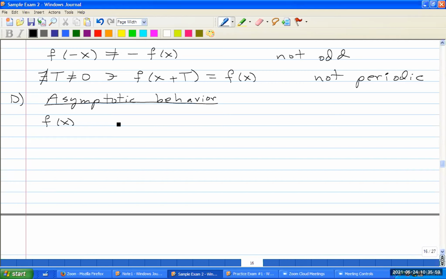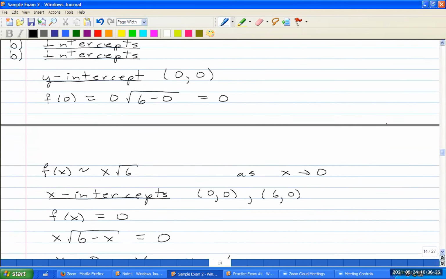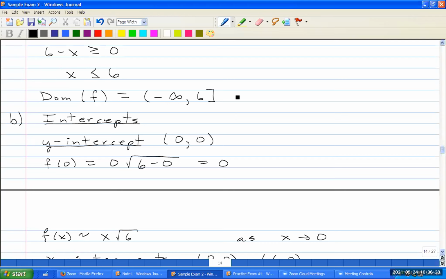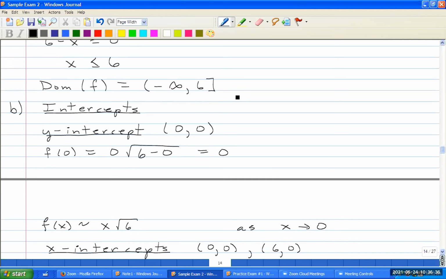Well, no asymptotic behavior as x goes to positive infinity because that's not in the domain. And so maybe I'll just say that: no asymptotic behavior as x approaches positive infinity for obvious reasons. My function is not defined past 6. Once you get past 6, it's not defined.